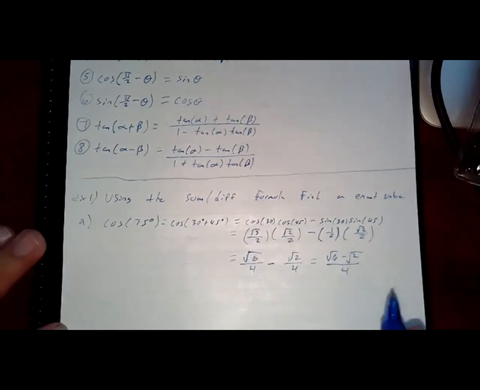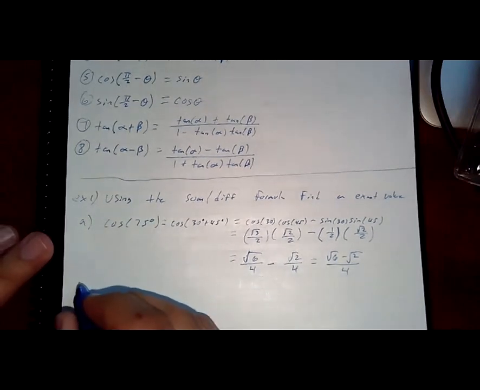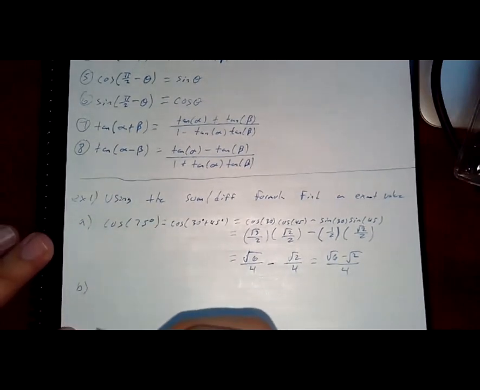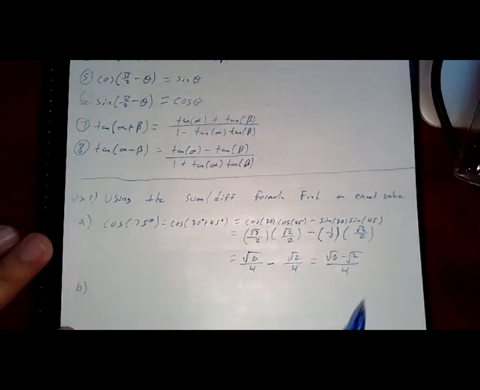Let's do another one, but this time we'll use radians. Part B. So again, this is an exact value. And we did not use a calculator because the calculator would give you a decimal. So we use this guy.